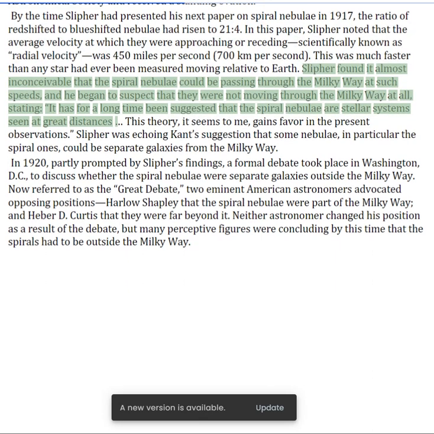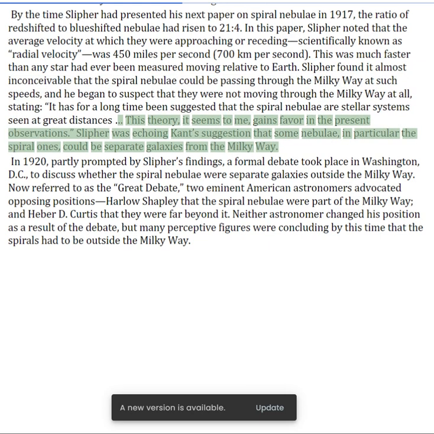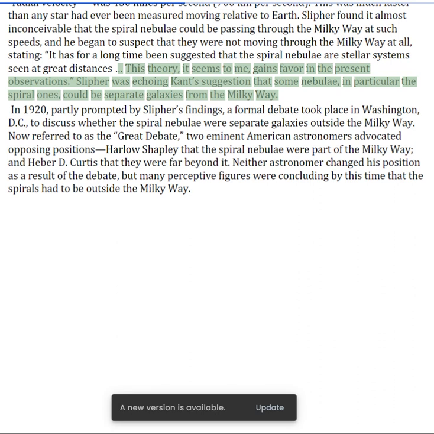Slipher found it almost inconceivable that the spiral nebulae could be passing through the Milky Way at such speeds, and he began to suspect that they were not moving through the Milky Way at all, stating, "It has for a long time been suggested that the spiral nebulae are stellar systems seen at great distances. This theory, it seems to me, gains favor in the present observations."